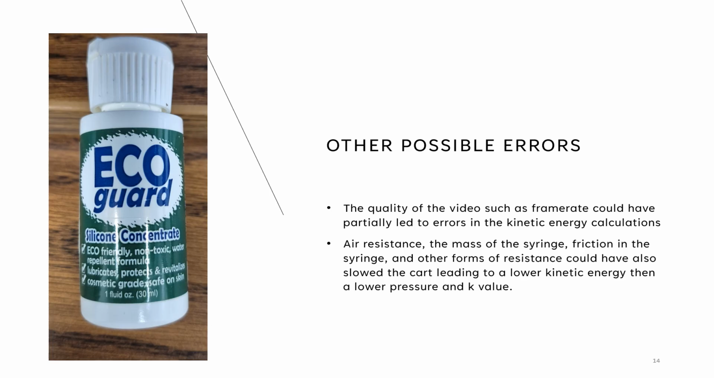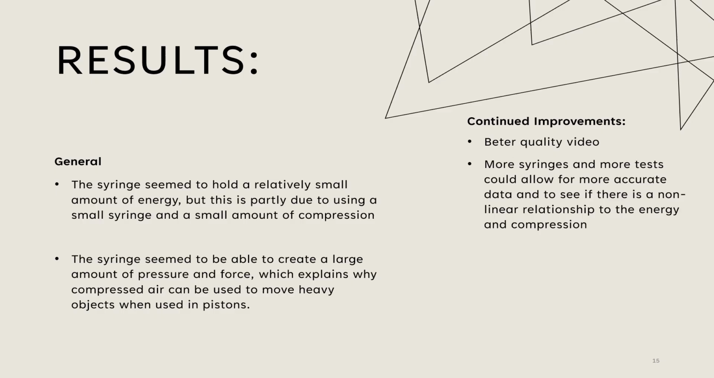Some errors that we might have seen are the quality of the video and the frame rate, and how square the camera was to the track, which could have led to errors in the kinetic energy calculations. Lots of forms of resistance would have led to higher values than the values we measured.